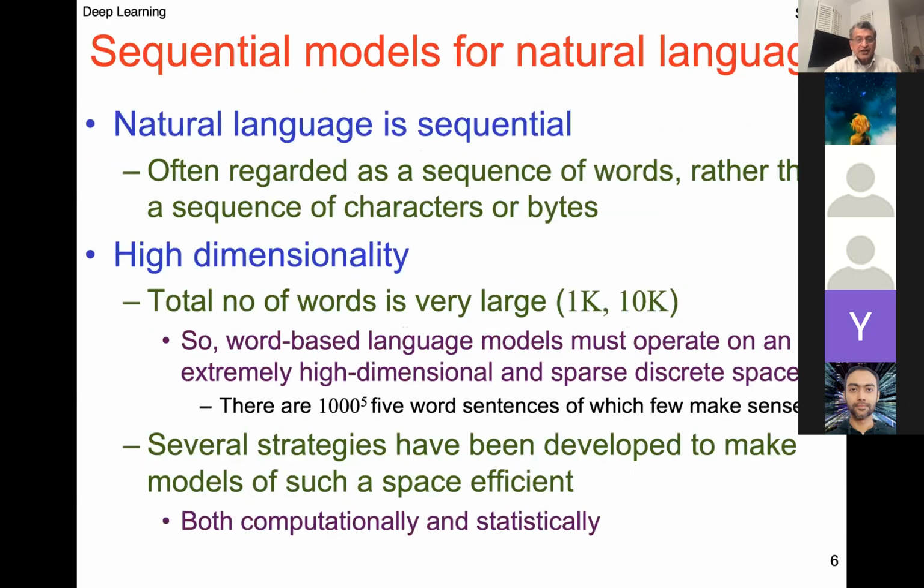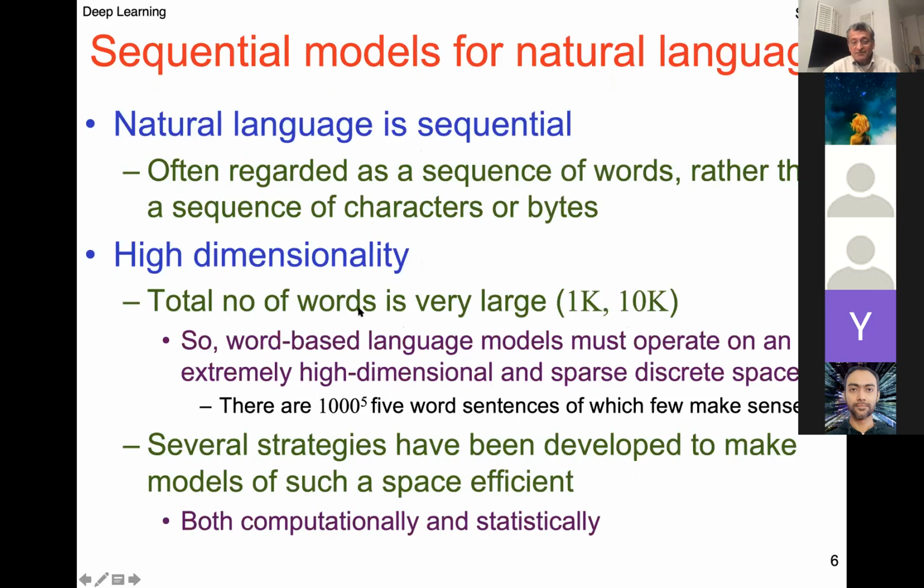Sequential models for natural language. So natural language is sequential, often regarded as a sequence of words rather than a sequence of characters or bytes. We can also think of each of these sentences here as characters, O, F, T, E, N, like that. And they are of high dimensionality.